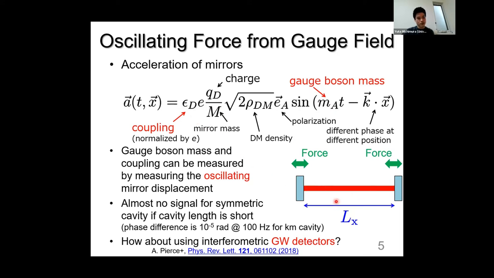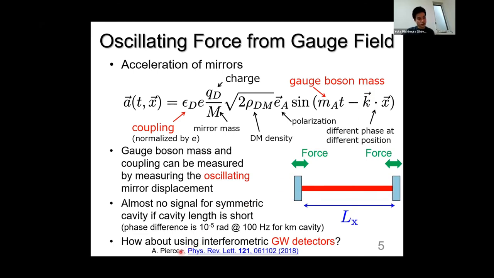And if you consider using a cavity, which measures the distance between one mirror and the other mirror, and this cavity is symmetric, the mirrors move in a symmetric way if they are made of the same material. So the length doesn't change, and you cannot measure the length change if you use this kind of normal interferometer. But since there is some phase difference between the different positions, there is some residual effect. And if you use a longer cavity, the residual effect will be larger.